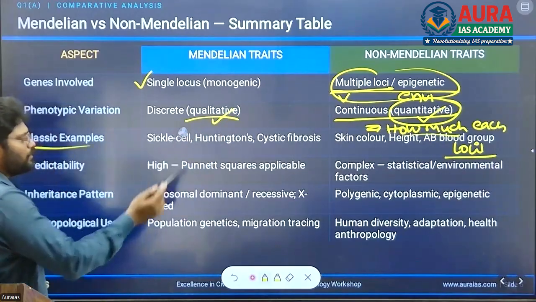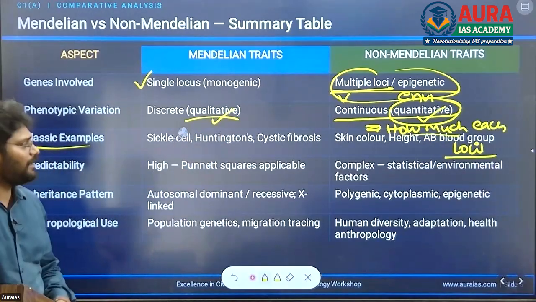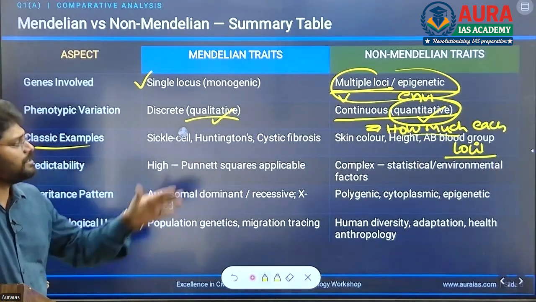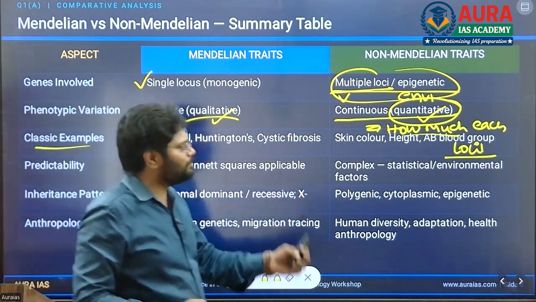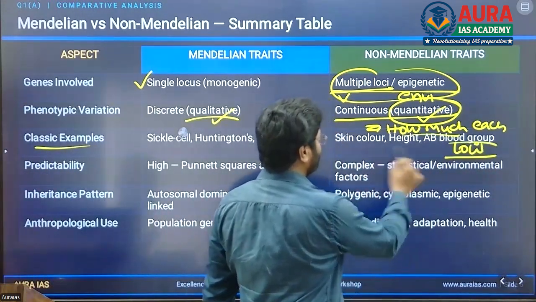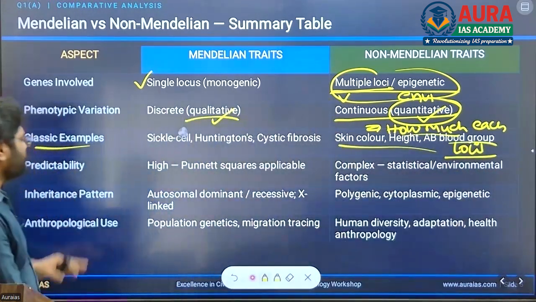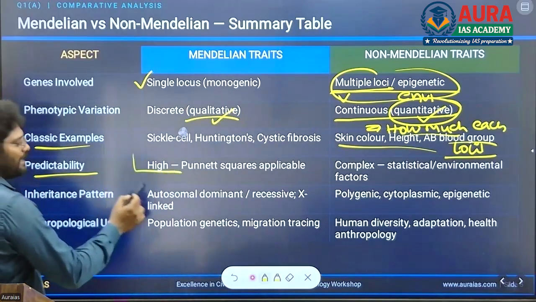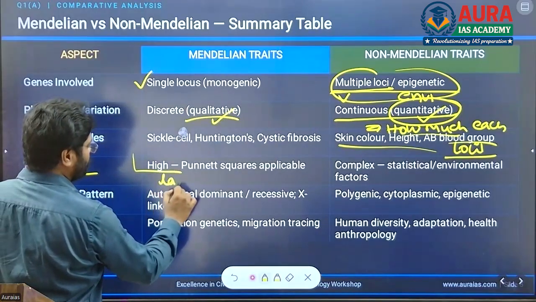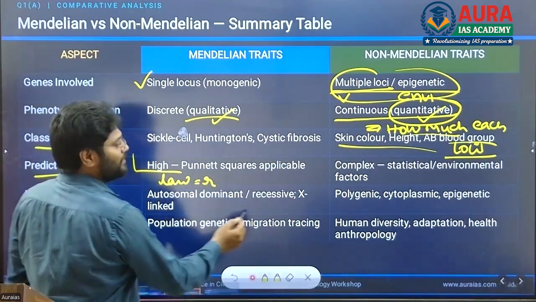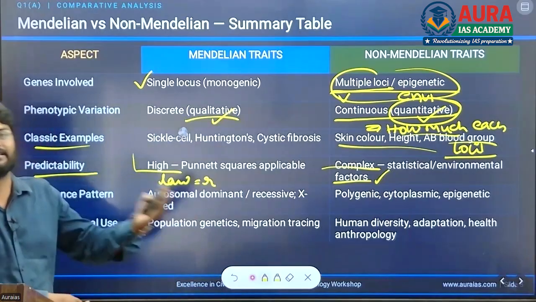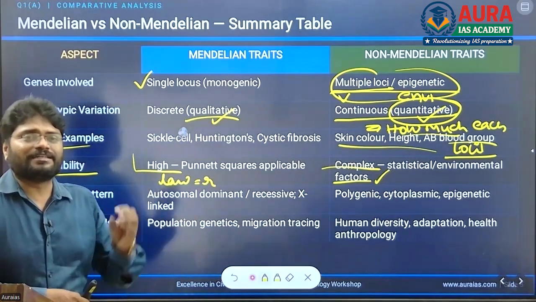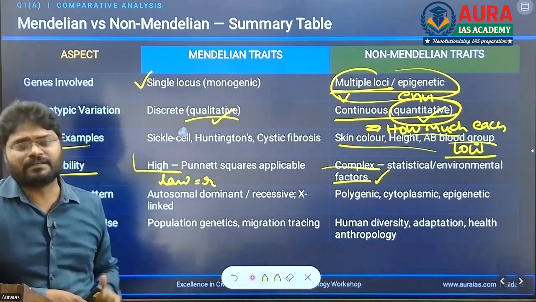Classical examples, you already know: sickle cell anemia, Huntington chorea, cystic fibrosis. Skin color, height, blood pressure, AB blood groups, all these things are non-Mendelian examples. If you take predictability, here we can accurately predict because the laws follow rigid rules. Here it is complex, so it varies with the environment, with the gender, with other factors. So we cannot predict what kind of traits are coming into the children.